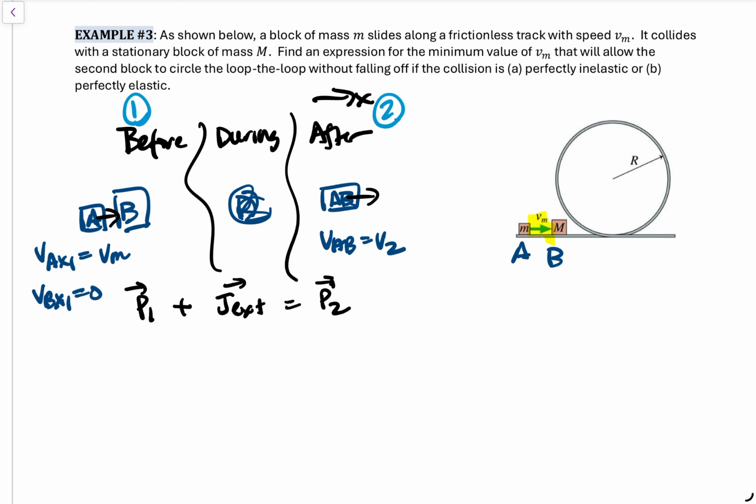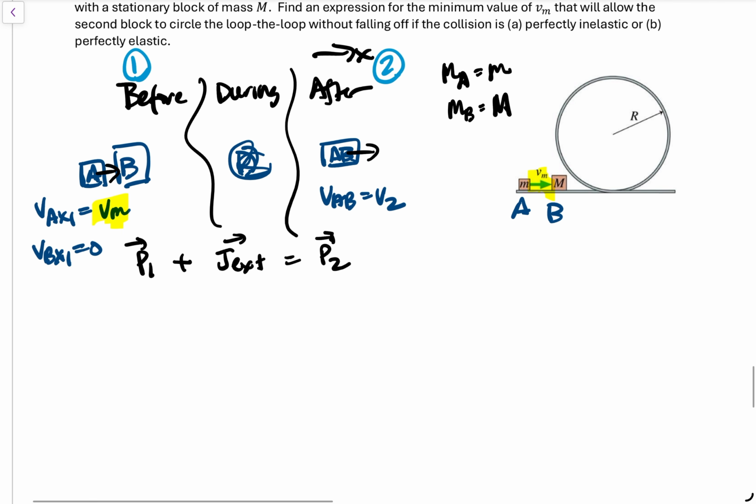Okay, so I've got everything set up. I have my masses labeled, and I'll just write here, MA is little m, MB is big M. All right, so the thing I'm looking for is this right here. So that's going to show up in my P1 term. If I have my system, I'll go ahead and identify my system as both objects.